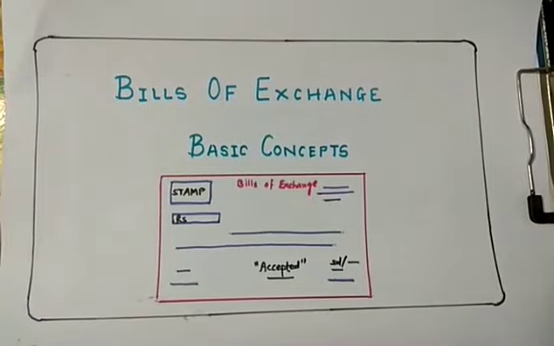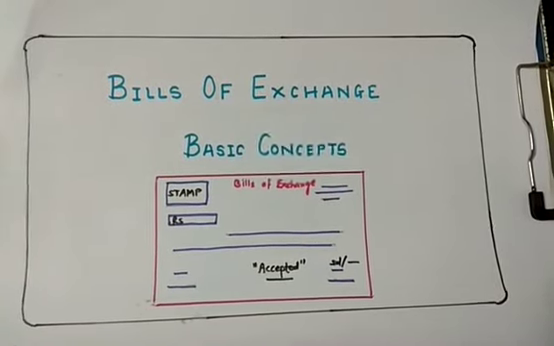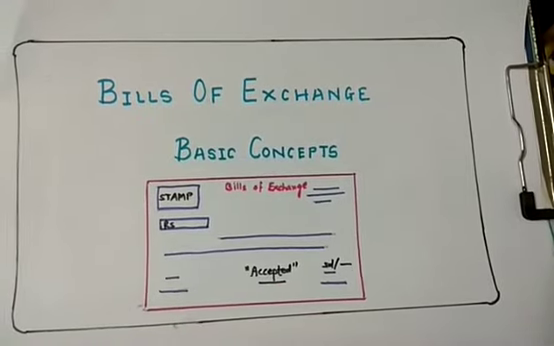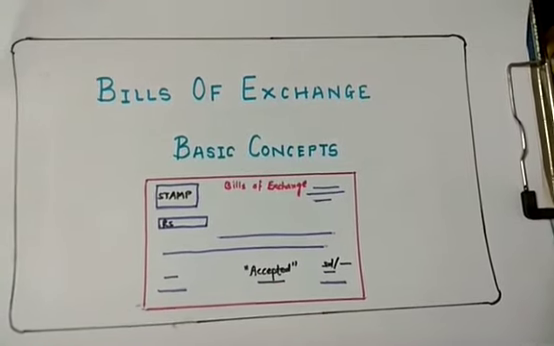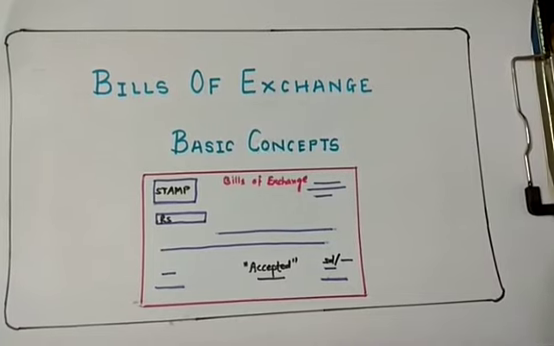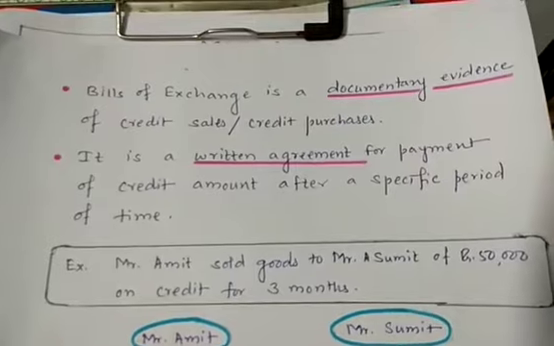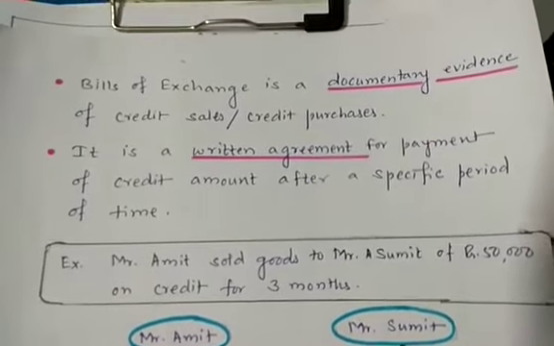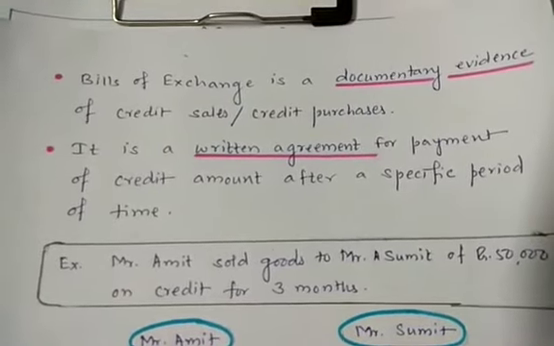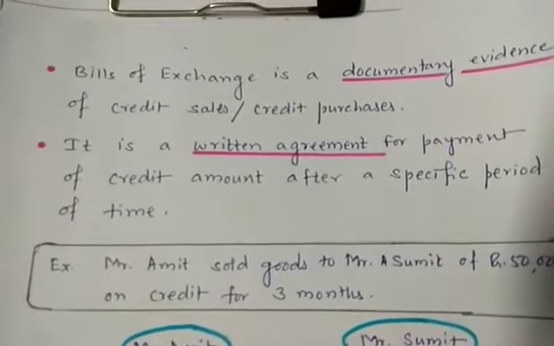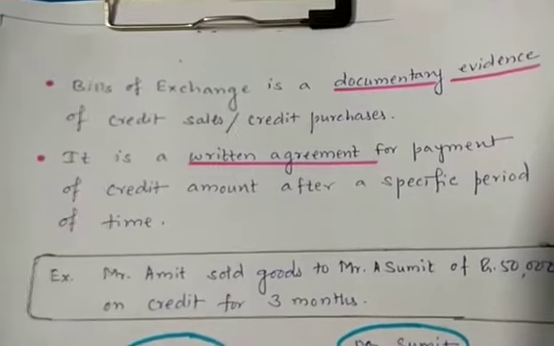Hello friends, today we are going to discuss bills of exchange and some of its basic concepts. A bill of exchange is nothing but a documentary evidence in support of credit transactions of sales and purchases. This document is evidence for the credit transaction of either sale or purchase. Basically, it should be in writing.